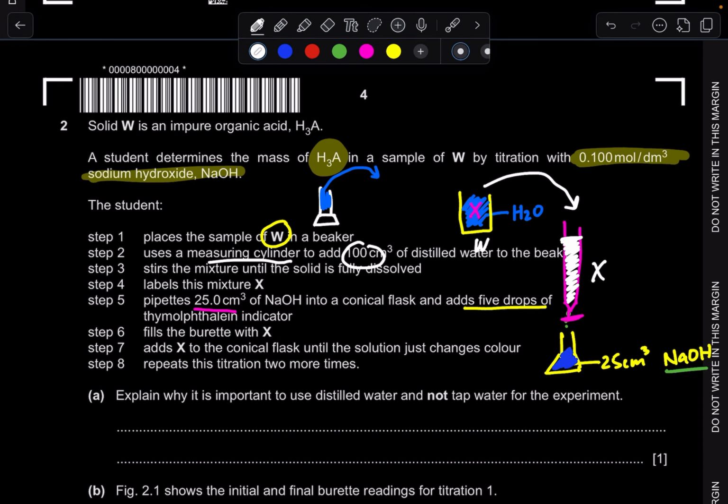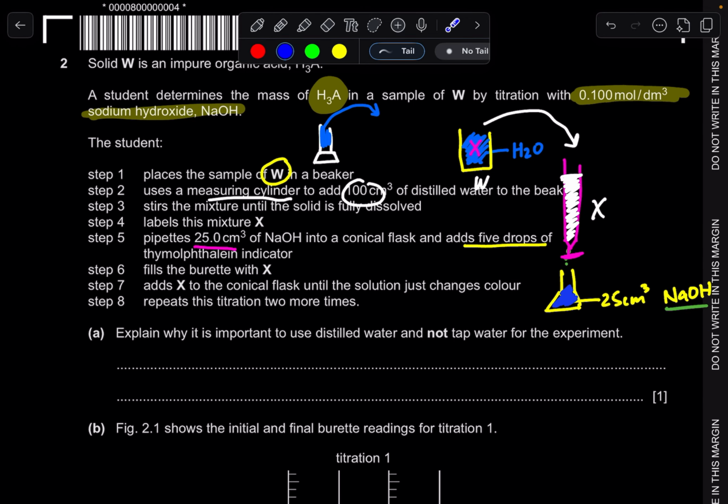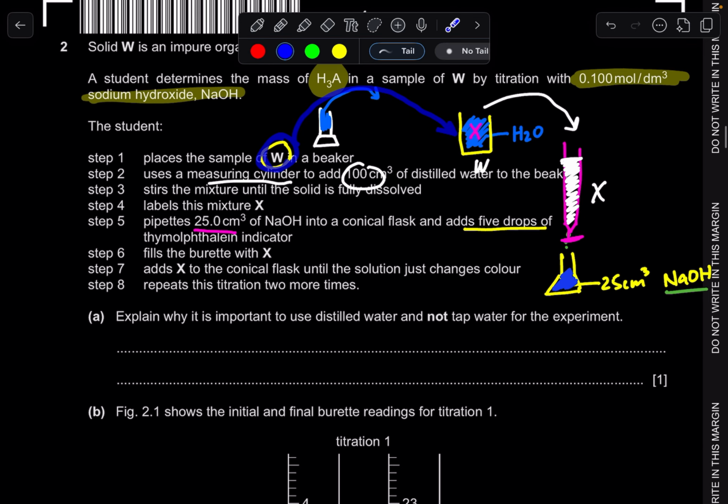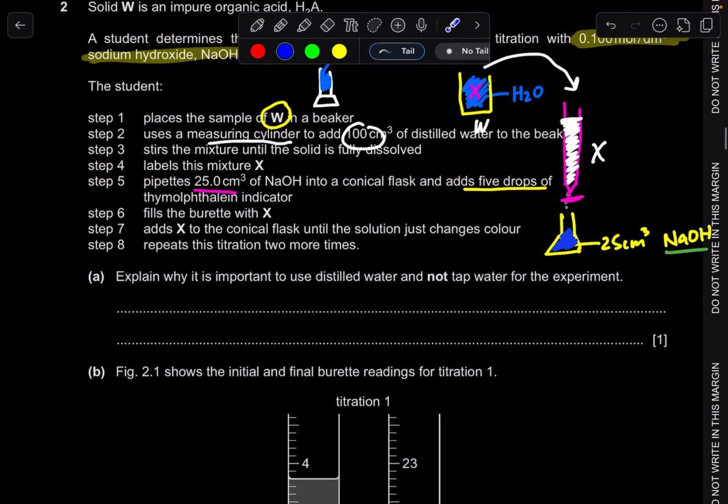Okay, and what was X? X was basically your W that was dissolved in 100 cm cube of H2O. Adds X to the conical flask until the solution just changes color.